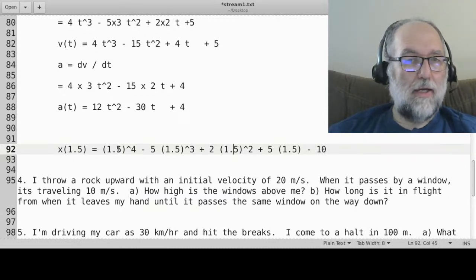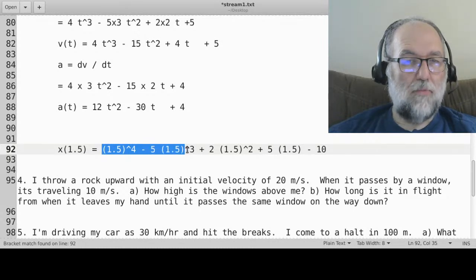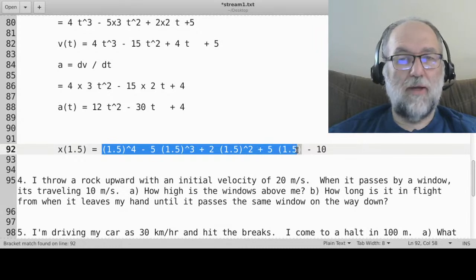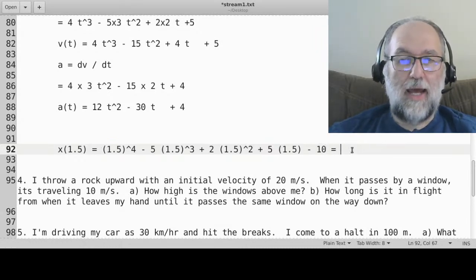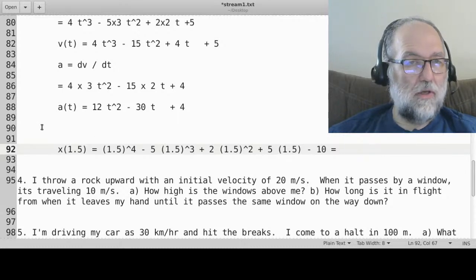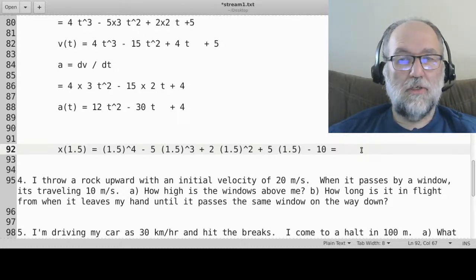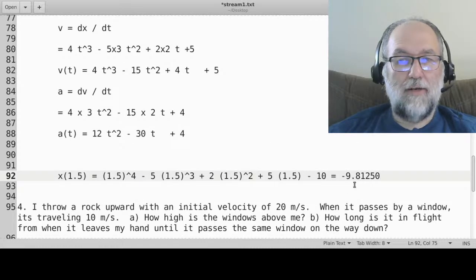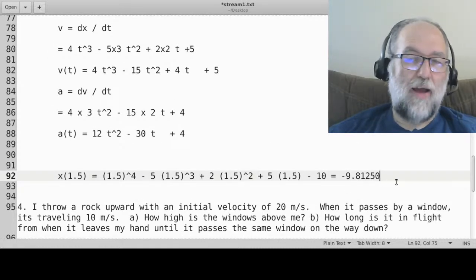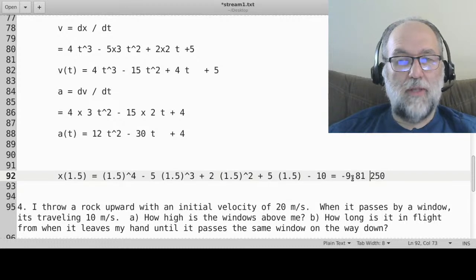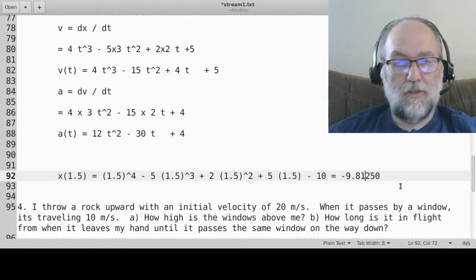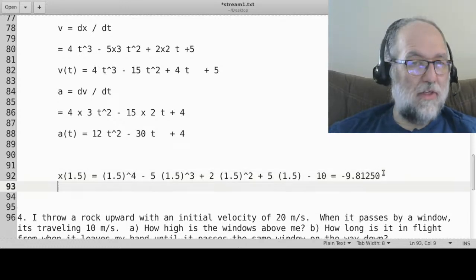So 1.5 to the 4th power minus 5 times 1.5 to the 3rd power plus 2 times 1.5 squared plus 5 times 1.5 minus 10, and that number is equal to, I'm sure you can do this on your calculator, so I'll spare you the details. You just get this number here: negative 9.81250. On the test I would just round that off to 3 significant figures, but there's the answer to more significant figures than we need.